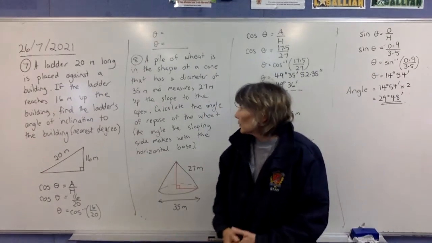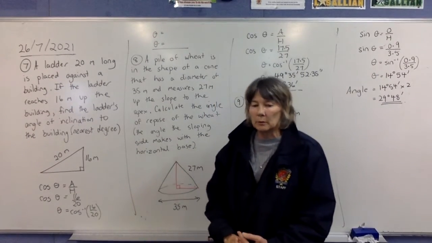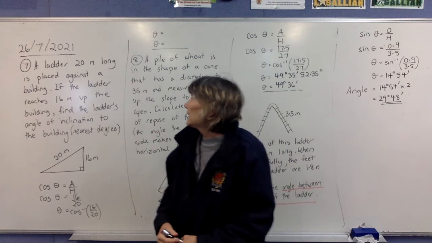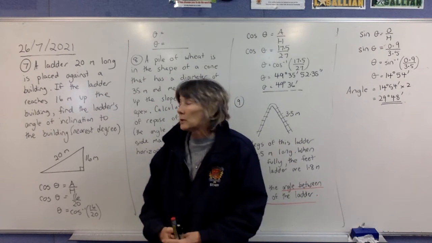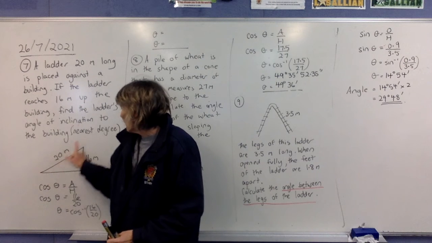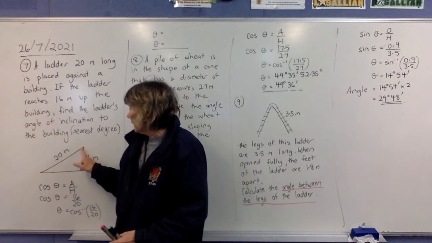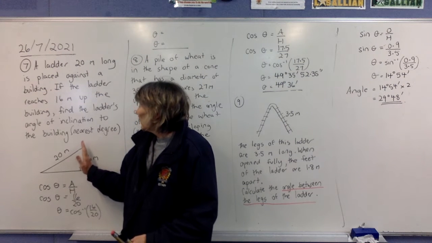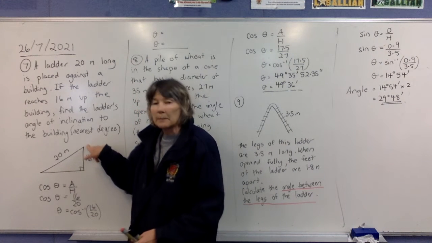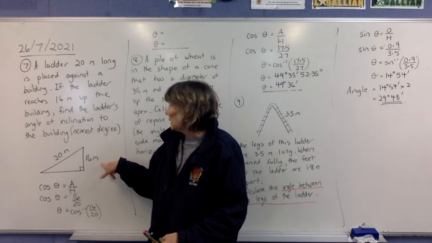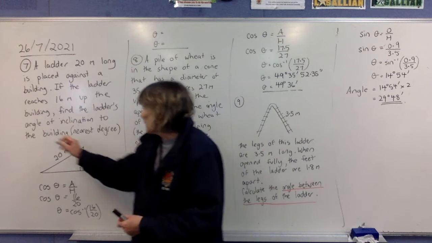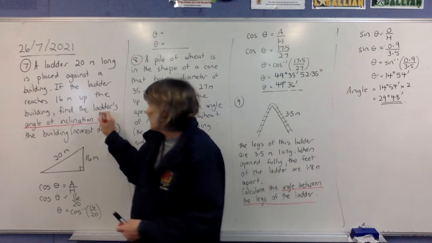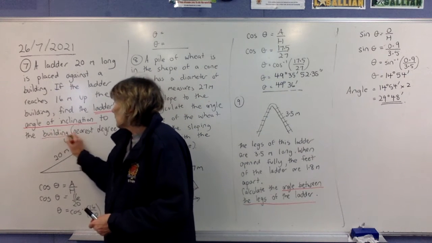Okay, so boys, we're going through some more examples, some practical examples. So if we have a look over here, we have a ladder 20 metres long is placed against a building. So here's my building, here's my ladder, it's 20 metres long and it's leaning on the building. If the ladder reaches 16 metres up the building, so this is 16, find the ladder's angle of inclination to the building. Now it's these two things we're looking at.